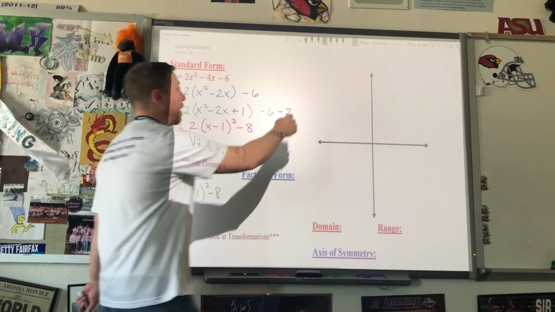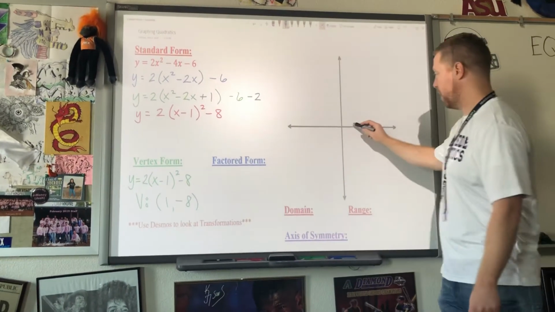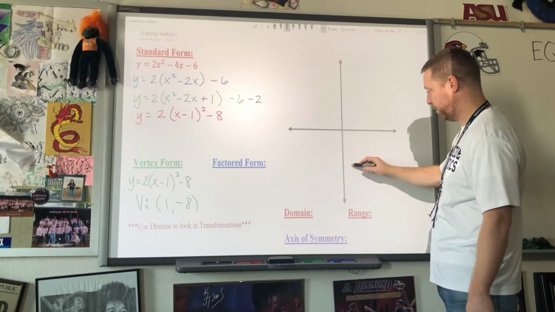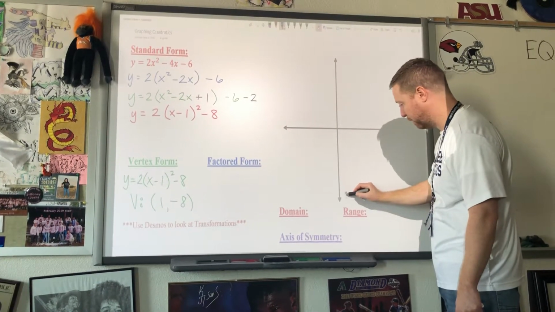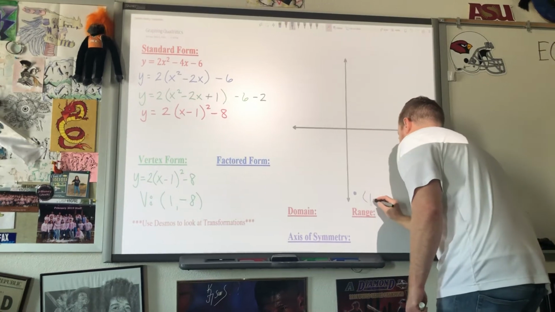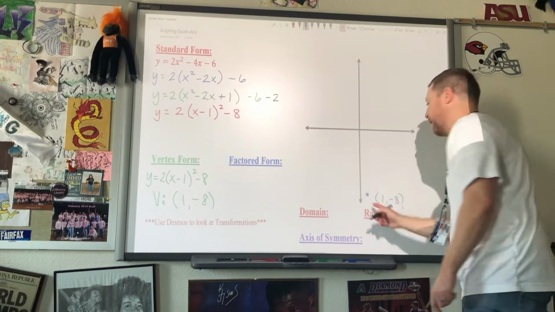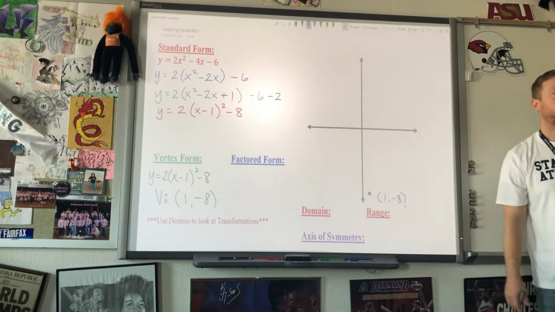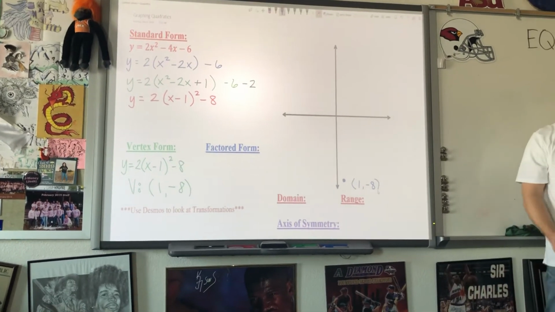I'm going to go put that on my graph. Okay, write 1 down, 1, 2, 3, 4, 5, 6, 7, 8. I'll label it 1, comma, negative 8. That's my vertex. Is that the dog's nose? Yes, that is the dog's nose.